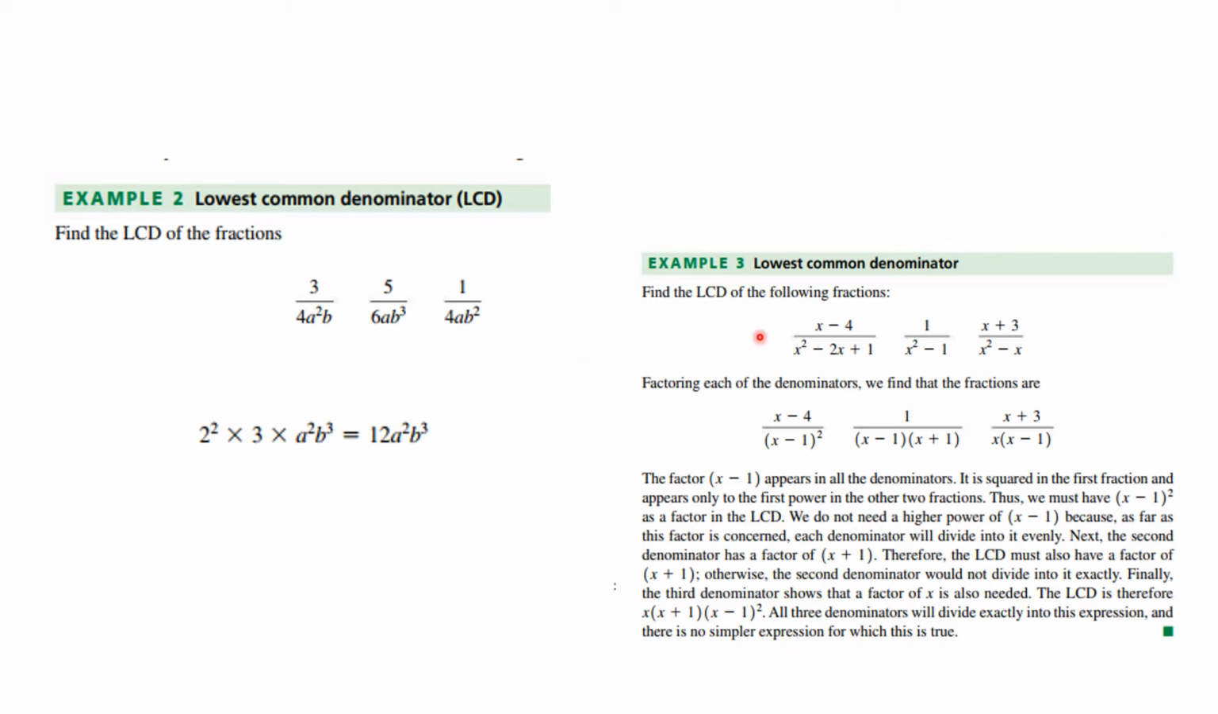Here, if we're looking at the least common denominator of these 3 terms, and we factor them, we'll see that factoring this is x times x minus 1, this is x minus 1 times x plus 1, and this is x minus 1 whole squared. Well, x minus 1 is a factor in each of them, but the highest power is x minus 1 squared. X plus 1 is another factor, and so is x. So the least common denominator is this product.